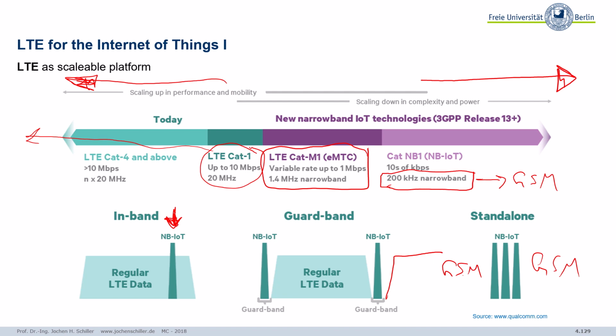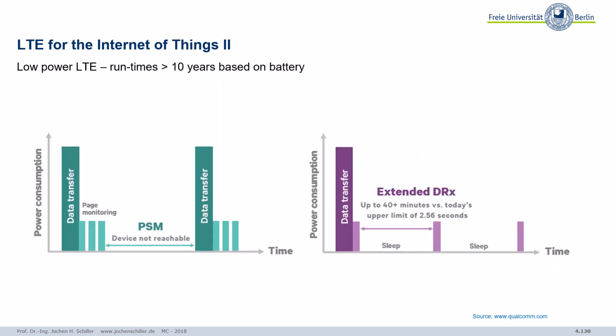Why do we do this? Well, battery runtime. The problem with LTE, the normal LTE, but also let's say Wi-Fi or other technologies, is power consumption. So you cannot run a device on batteries for, let's say, 10 years and more using Wi-Fi or classical Bluetooth or GSM or whatever. 10 years, well, that's quite long. With LTE, there are different schemes supporting this.